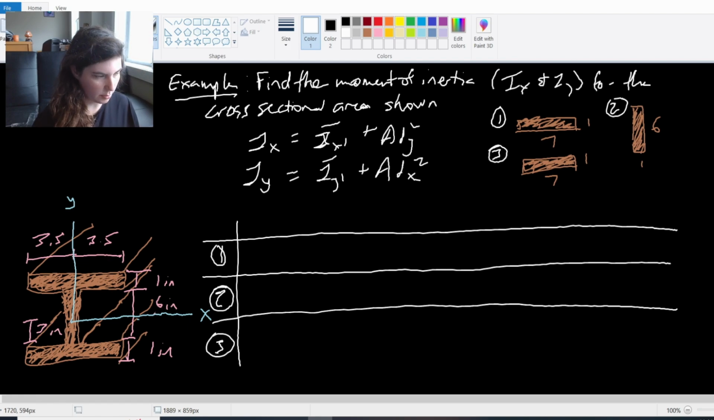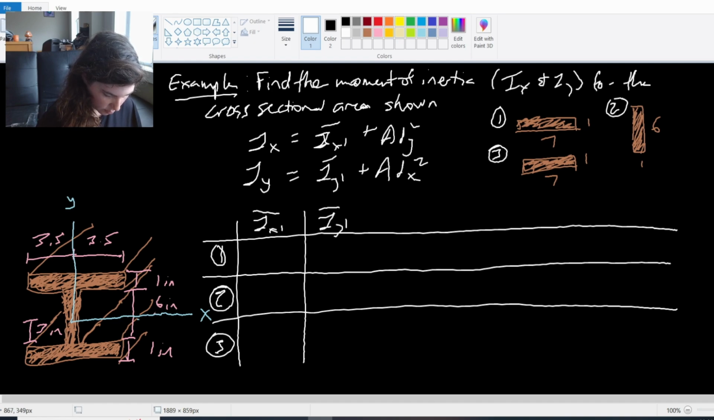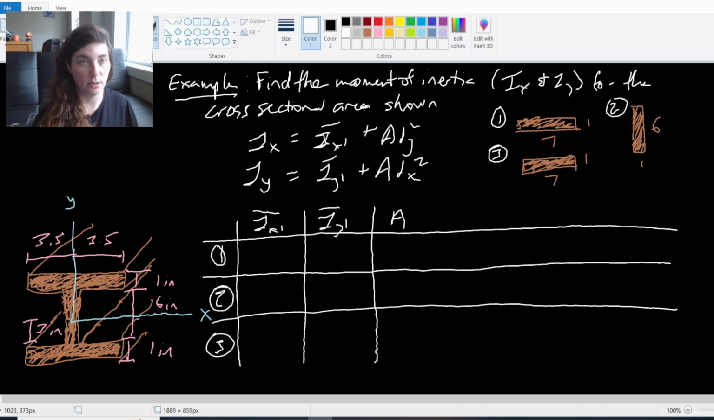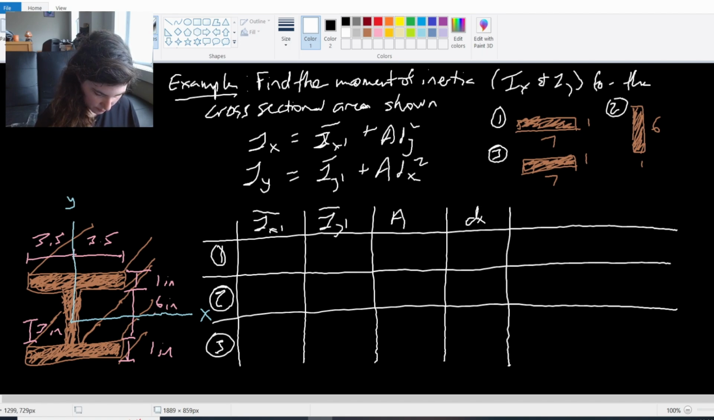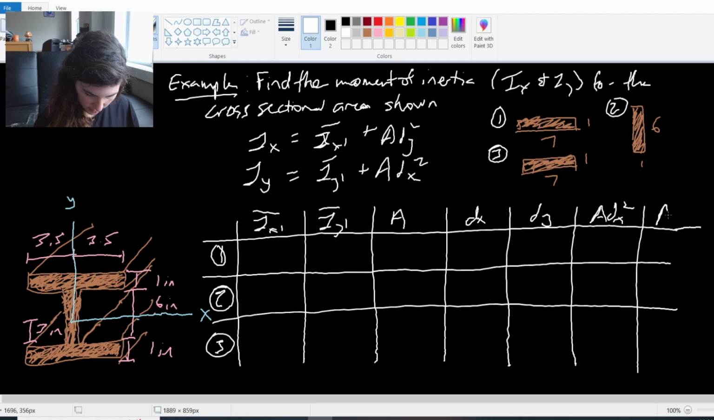Right, so what else do I need in my table? I need my X centroidal, my Y centroidal that I pull from my tables, area, which is going to be the same for both equations, so that's handy. My area, my dx term, my dy term, and then I need a dx squared, and finally a dy squared. All of those to plug into my formula, right? That's my complete table for both of these.